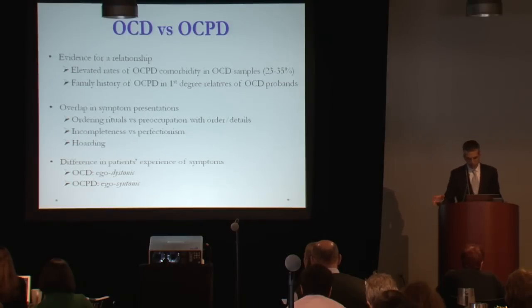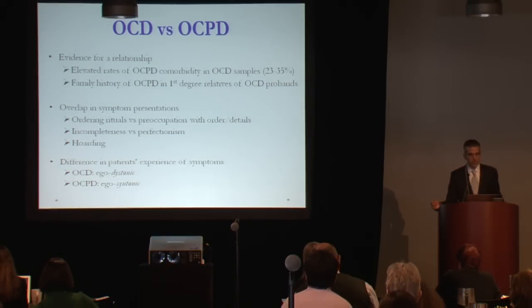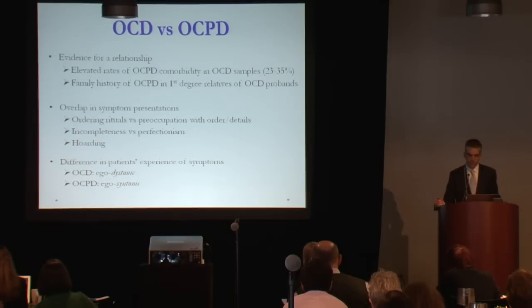So getting to the heart of the talk today, I want to talk a little bit about the differences and similarities between OCD and OCPD. There is evidence for a relationship between these disorders, and so there are elevated rates of OCPD comorbidity when you look in OCD samples. So about a quarter to a third of patients with a principal diagnosis of OCD will have comorbid OCPD. When you look at the family history of OCD probands, OCD probands are twice as likely to have a family history of this personality disorder as compared to control probands. There's overlap in the symptom presentations, and it can often be difficult for a clinician to discern which is which.